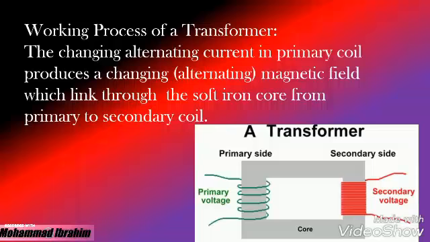So this is the working process of a transformer. The changing alternating current in the primary coil produces a changing alternating magnetic field, which links through the soft iron core from the primary coil to the secondary coil. So this is the shape of the transformer again. The primary voltage is connected to a power supply, and the current is linking through the soft iron core into the secondary side, and so the component connected to the secondary side is supplied with alternating current.